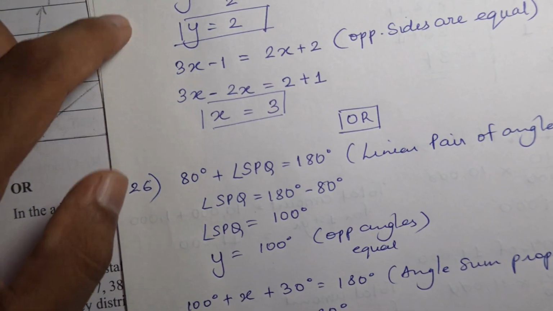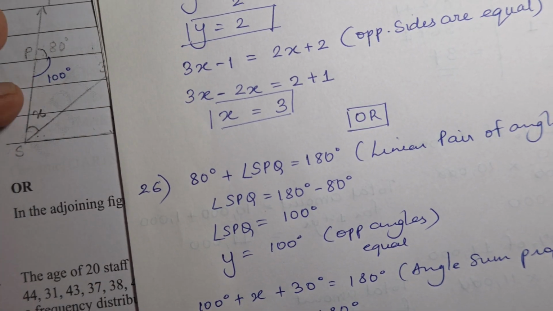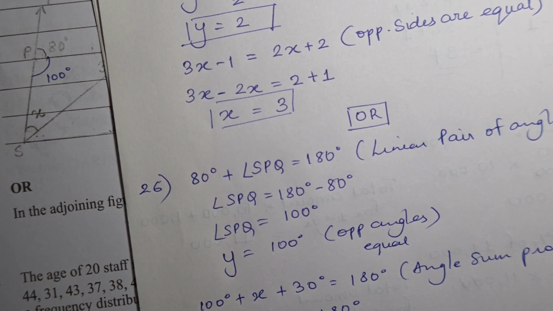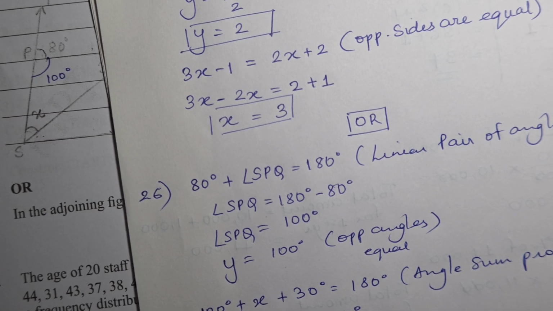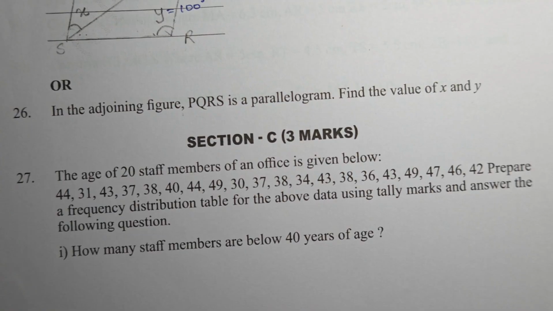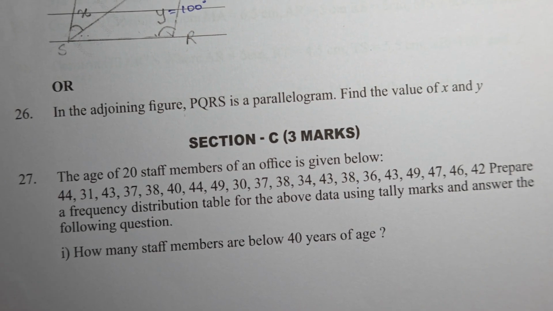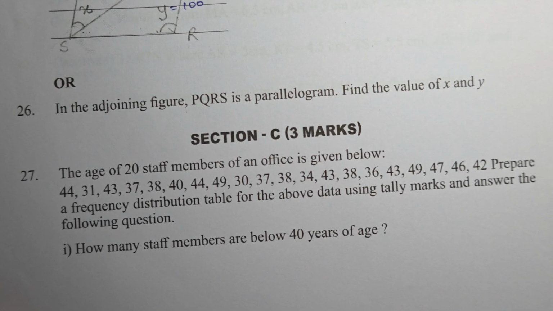So you can attempt any one of them. If you are okay with both and if you have time, try to attempt both. The one which is completely correct or the one which has maximum marks will be assessed. Okay, so let us move on to section C. Now each question here carries 3 marks.